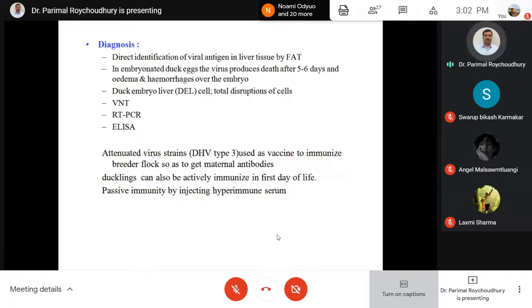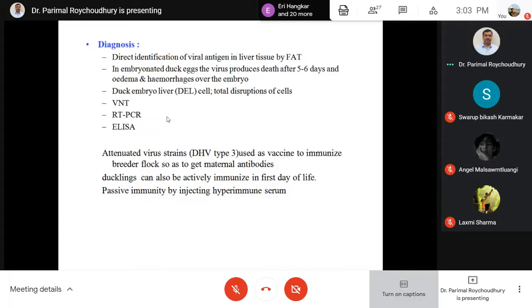In the diagnosis process, of course, the clinical manifestation gives us some information about the disease, but immediately what we can do is prepare a smear from the dead bird's liver, an impression smear, and go for the FAT test, and we can specifically detect the presence of the virus. Besides, we can go for isolation, which can be done in duck embryo liver, and even chicken fibroblast cells can grow the virus. Chicken embryos also can propagate the virus. However, chickens are rarely affected by these infections, but in embryos, the virus can be grown. The typical cytopathic effect is the total disruption of the cells, which is common in the picornavirus group. And other tests like RT-PCR, ELISA, and VNT we can perform. And that's about the diagnosis of duck hepatitis infection.